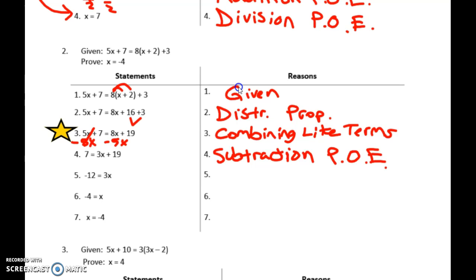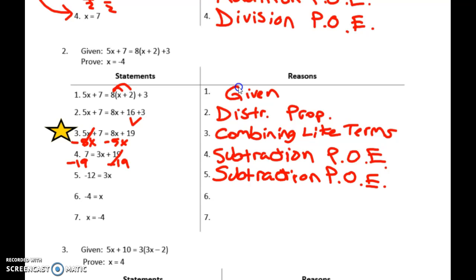All right. Now, moving on from there. X is on the right side. What do I need to get rid of first? To get from here to here, what disappears is the 19. How do I get rid of a positive 19? It is subtraction. And that makes sense. 7 minus 19 is negative 12. So my reasoning, sometimes you have the same reason twice, because we once again subtracted. So it's subtraction POE.